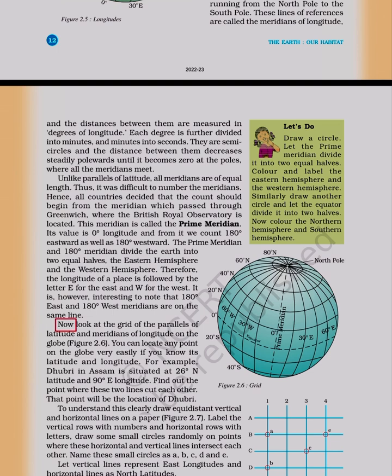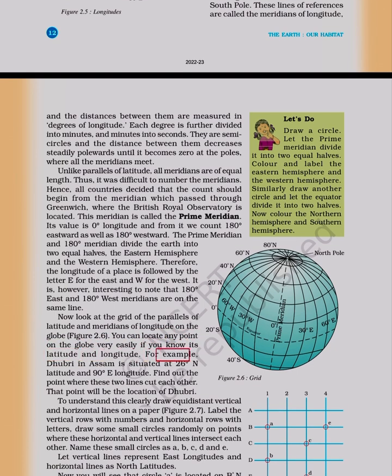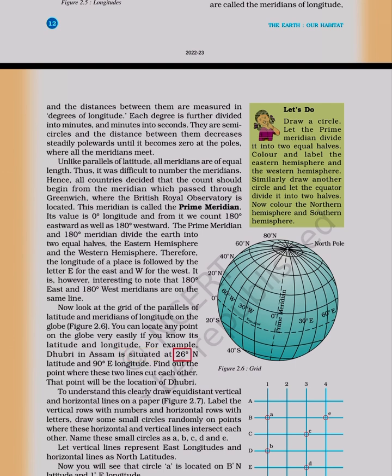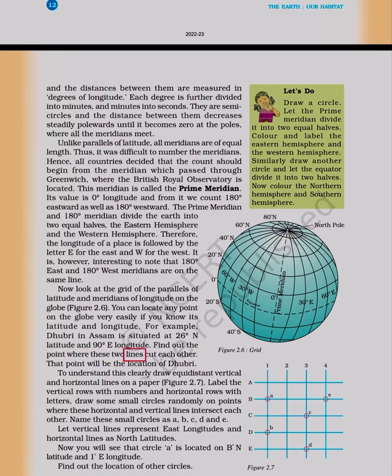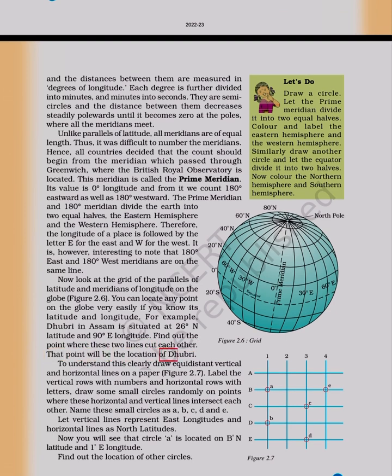Now look at the grid of the parallels of latitude and meridians of longitude on the globe, figure 2.6. You can locate any point on the globe very easily if you know its latitude and longitude. For example, Dabri in Assam is situated at 26 degrees N latitude and 90 degrees E longitude. Find out the point where these two lines cut each other. That point will be the location of Dabri.